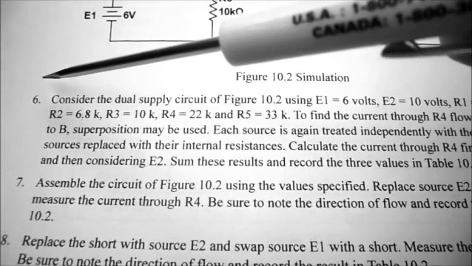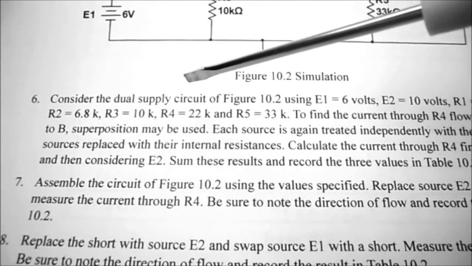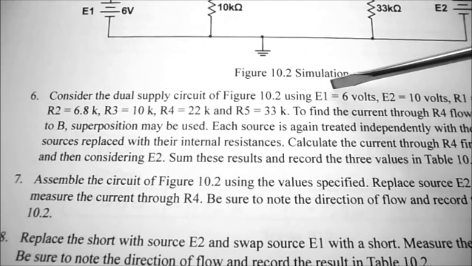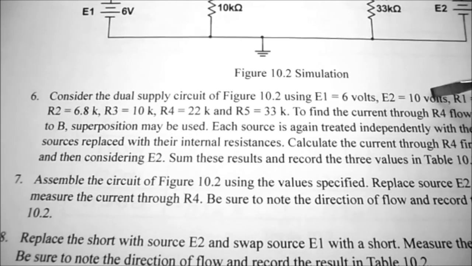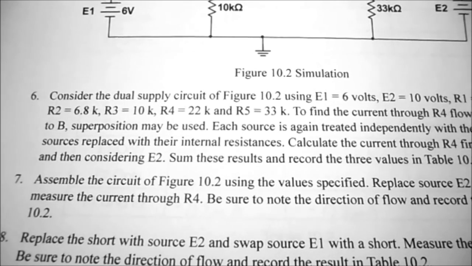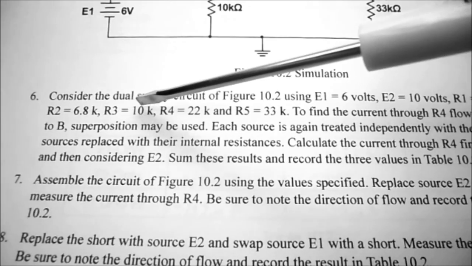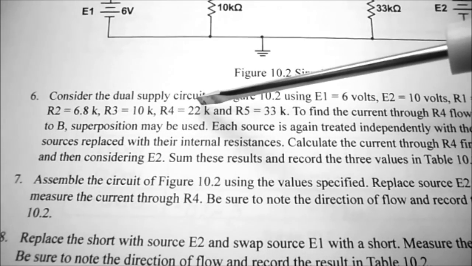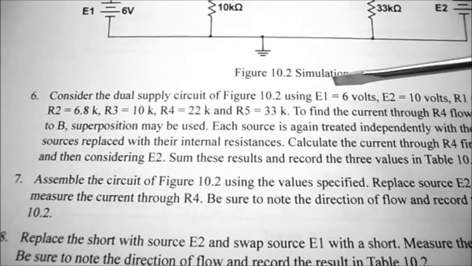So under procedure, step number 6, we're to consider the dual supply circuit of figure 10.2 using E1 equal to 6 volts, E2 equal to 10 volts, R1 is equal to 4.7K, R2 is equal to 6.8K, R3 is equal to 10K, R4 is equal to 22K, and R5 is equal to 33K.